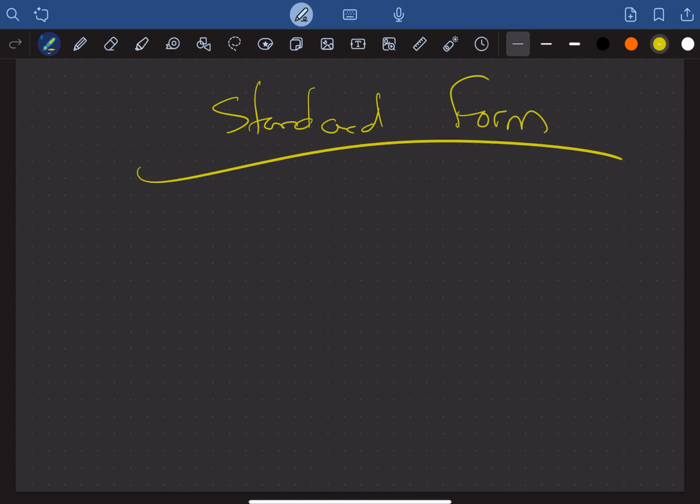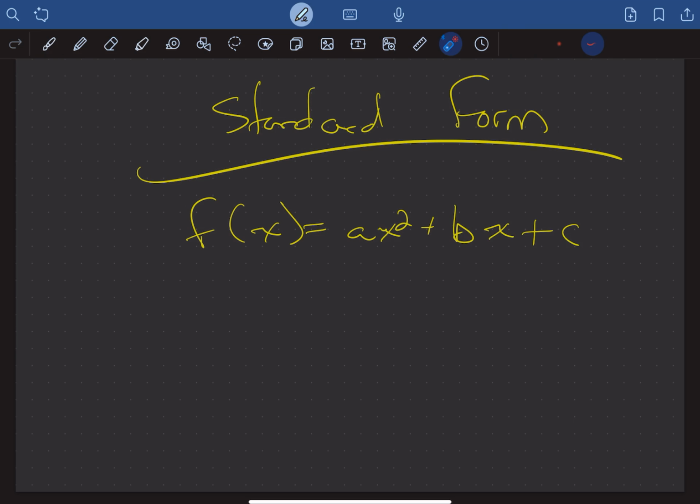Now, what is vertex form? Let's take a look. The standard form of a quadratic equation is f(x) = ax² + bx + c. So a is the coefficient of x², b is the coefficient of x, and c is no coefficient. So c is a constant, right?